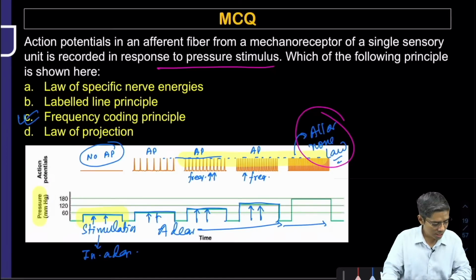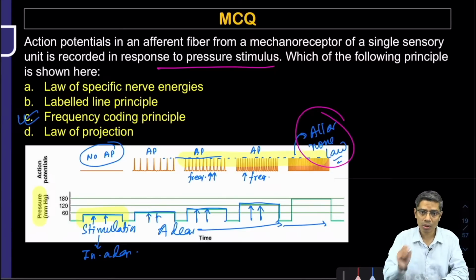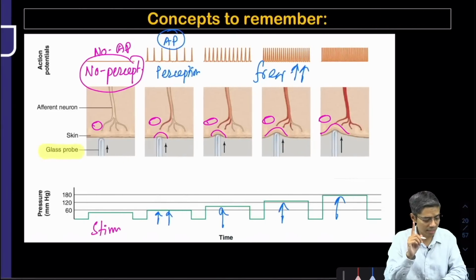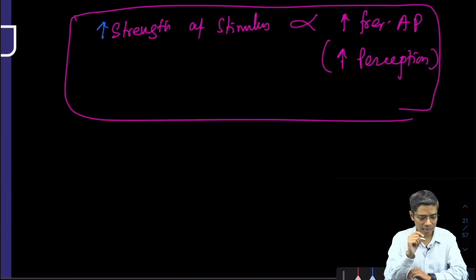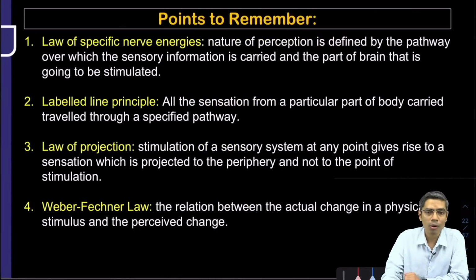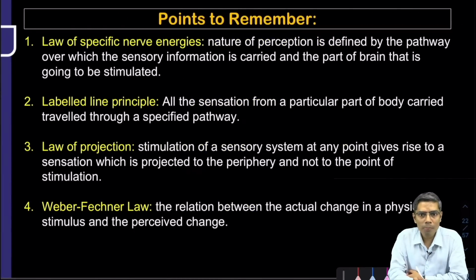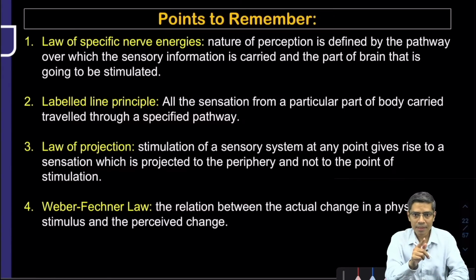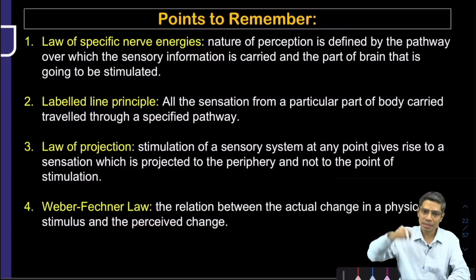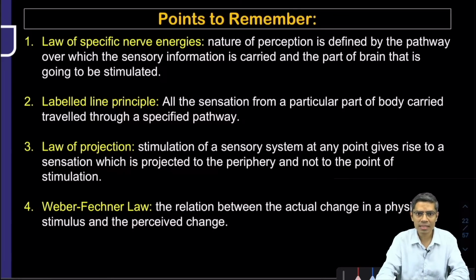The other laws which have been written here, the law of specific nerve energies, the level 9 principle, the law of projection, are also important for INI-CET type of examination. Look, I have written here about the other laws. Law of specific nerve energies, the first law. Remember like this, that from your periphery up to the level of your brain, there are different nerve fibers, there are different pathways, ascending pathways we say.